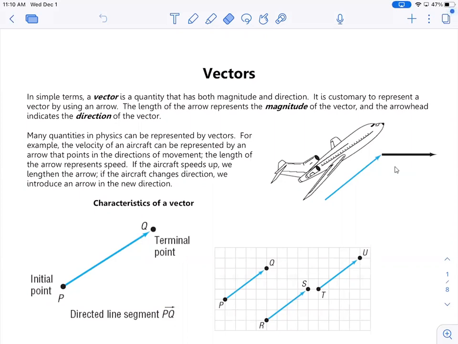So in simple terms, a vector is a quantity that has both magnitude and direction. It is customary to represent a vector by using an arrow. The length of the arrow represents the magnitude. So magnitude meaning the length, so like how long, right? So maybe that would be miles. And then the arrowhead indicates the direction of the vector.